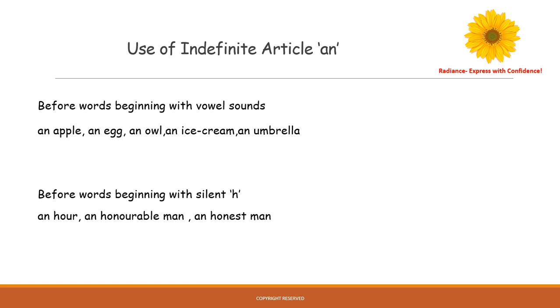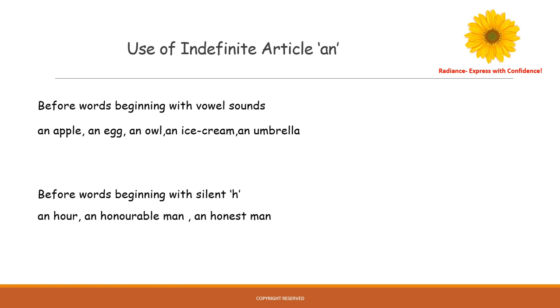Before words beginning with vowel sounds. Now, as we can see in the examples, an apple, an egg, an owl, an ice cream, an umbrella. All these words begin with a vowel letter, but they also begin with a vowel sound. Apple, egg, owl, ice cream, umbrella. Now, we have to understand the vowel sound, so a sound with which the word begins. This will help us to use the correct article before that word.